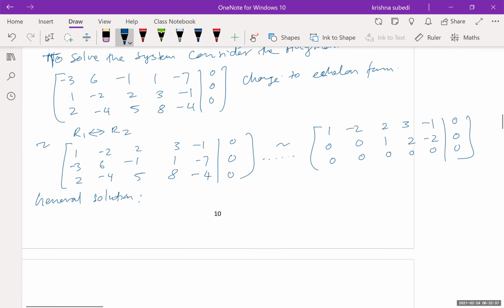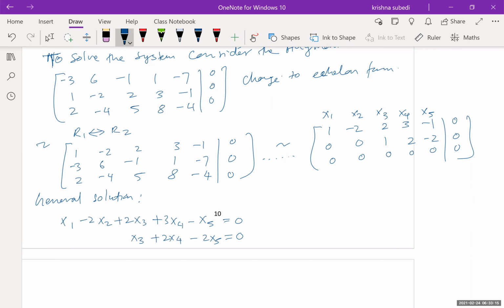So let us find the general solution. The general solution will be, you know that this is x1, x2, x3, x4, x5. So you have x1 minus 2x2 plus 2x3 plus 3x4 minus x5 equals 0. Another is x3 plus 2x4 minus 2x5 equals 0, and another is 0, all 0.